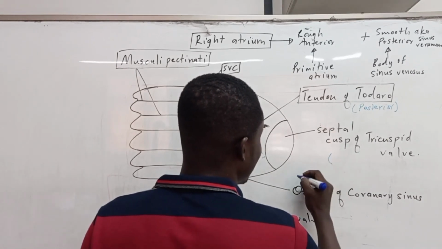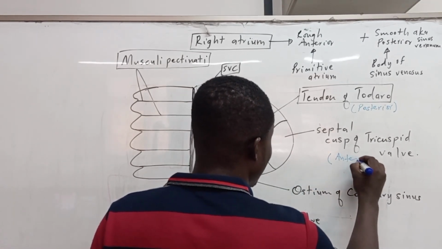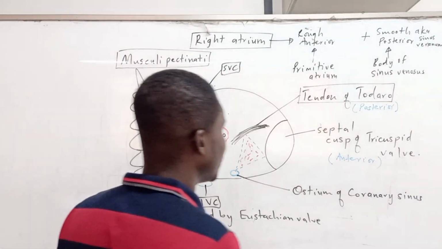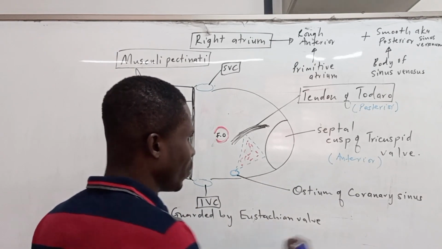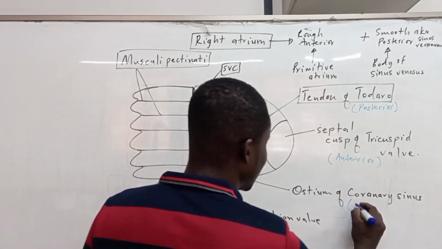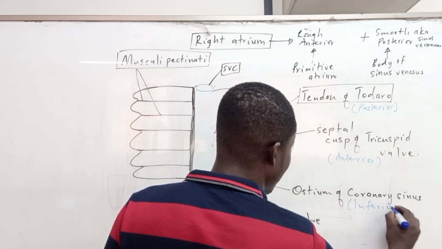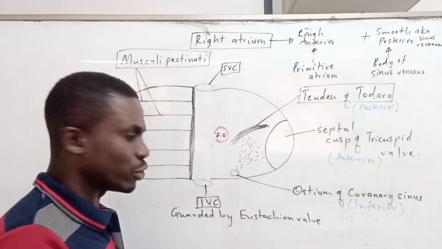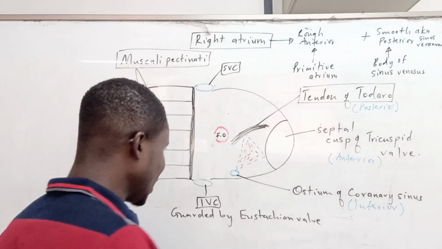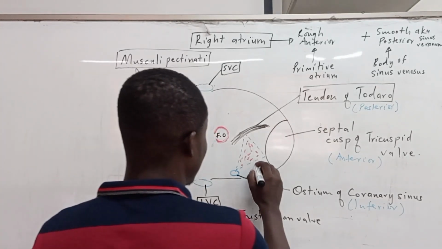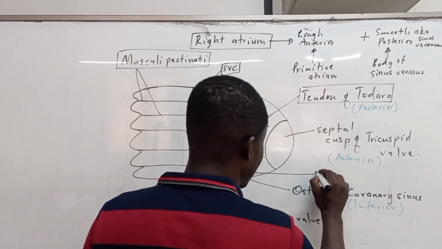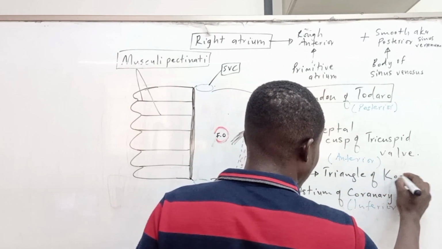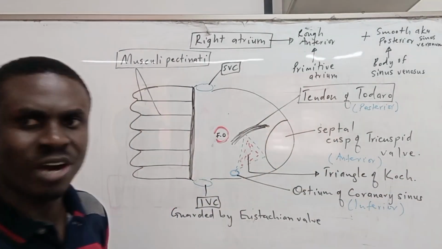So the septal cusp of the tricuspid valve will be the anterior boundary of this triangle I'm trying to show you. And then, of course, the ostium of the coronary sinus will be at the inferior boundary of this triangular area. This triangular area is something we call the triangle of Koch. We call this the triangle of Koch. So that's the eponym, triangle of Koch.